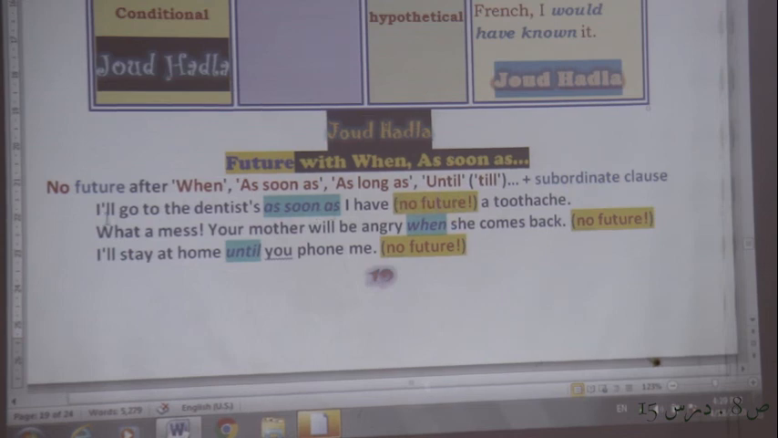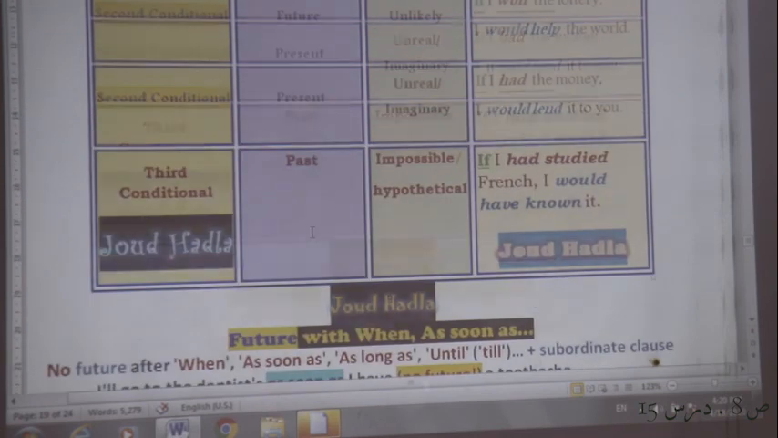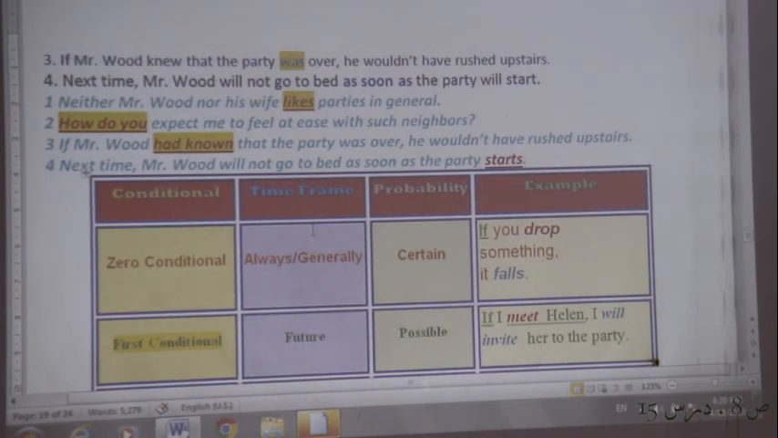We only use will in the second part, or the other part of the sentence. What a mess. Your mother will be angry when she comes back. Again, we don't say when she will come. We say when she comes back, so no future. I'll stay at home until you phone me. No future. So let me refer to the sentence above.